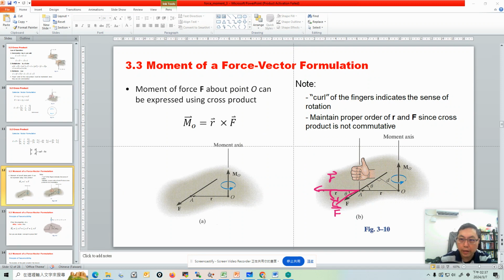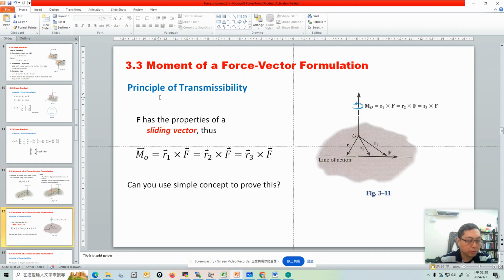In this textbook, it raises a concept called the principle of transmissibility. This is just a property of the force vector: a force vector is a sliding vector. For example, if I have a force vector here and r1 cross F, r2 cross F, r3 cross F, this is one force vector but we have three different position vectors. Interestingly, all three position vectors crossed with this force vector give the same answer.